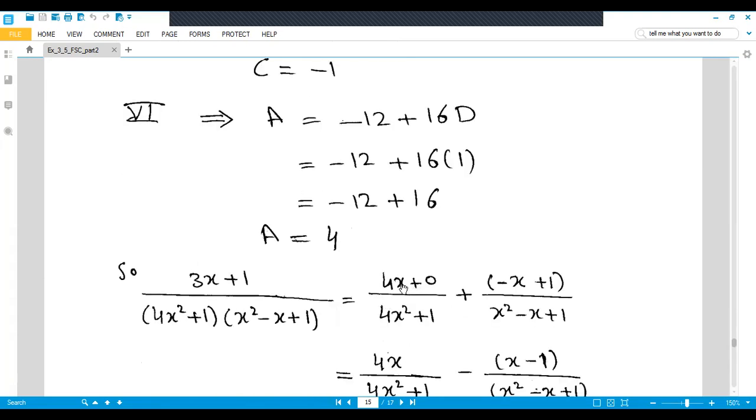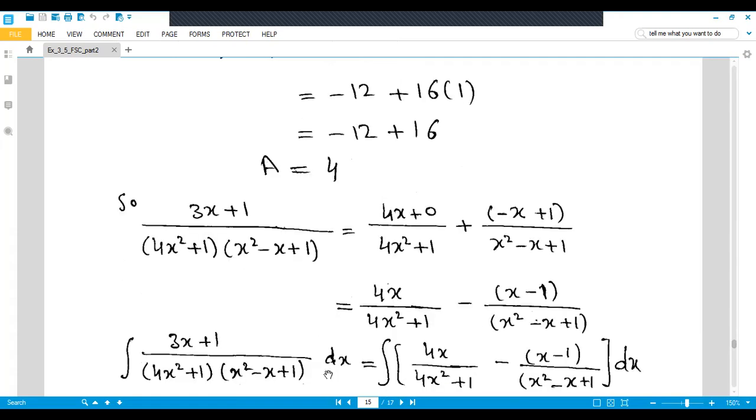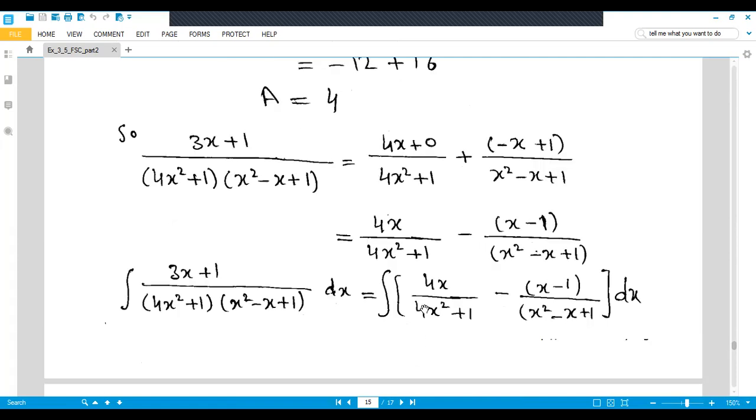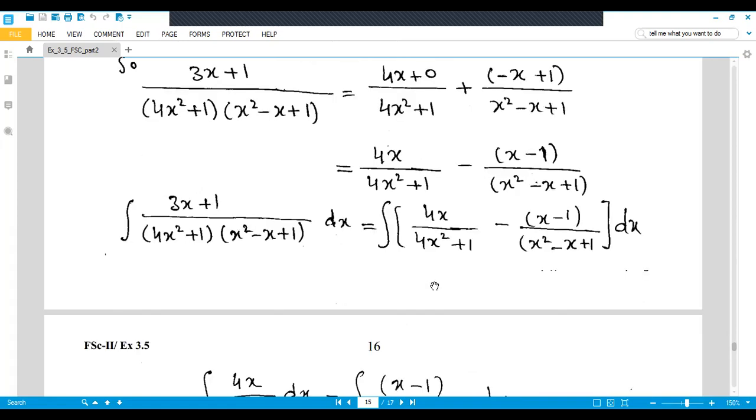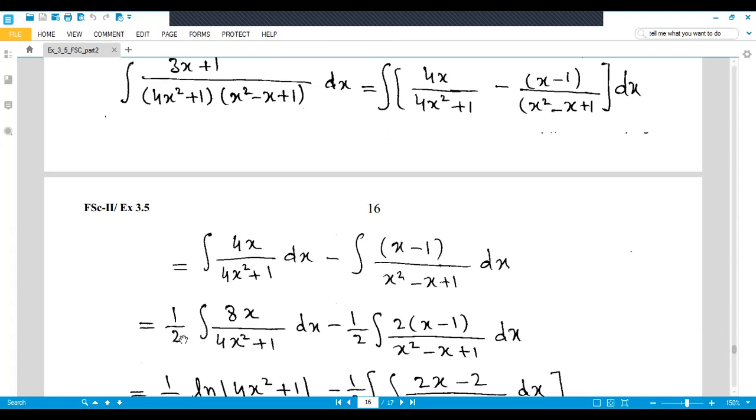4x plus 4 is the value of A. So 4x, value of B is 0, divided by 4x square plus 1. And here minus x plus 1, x square minus x plus 1. Now we put the integral. So when we put the integral on both sides, if we take the derivative of this, we get 8x plus 0. So here this is 4, so we multiply and divide with 2. So when we multiply and divide with 2, we get 8x divided by 4x square plus 1.